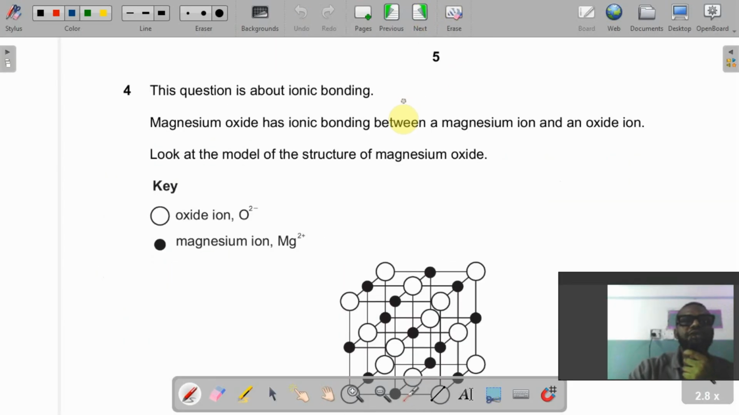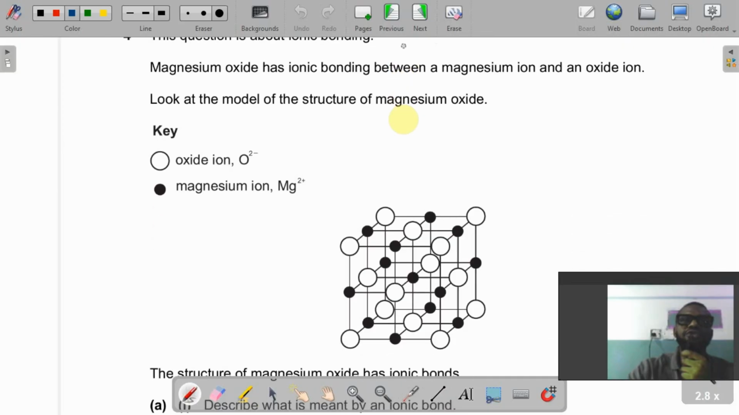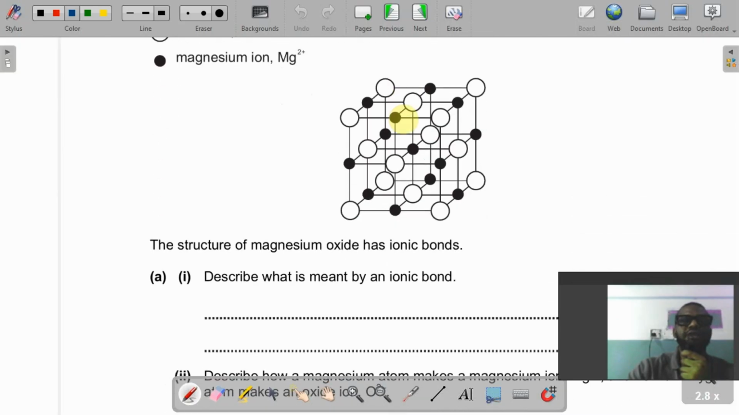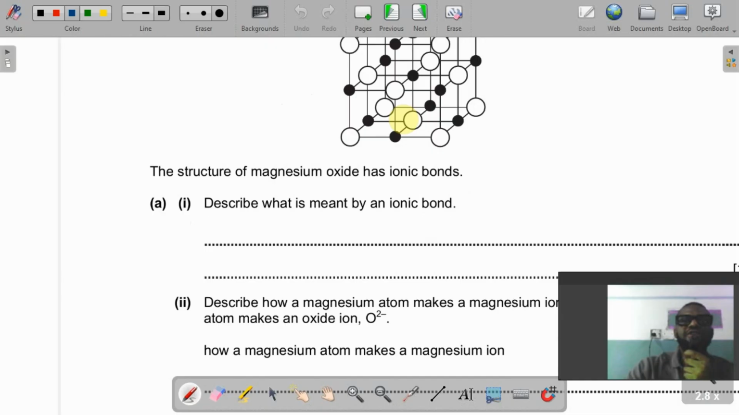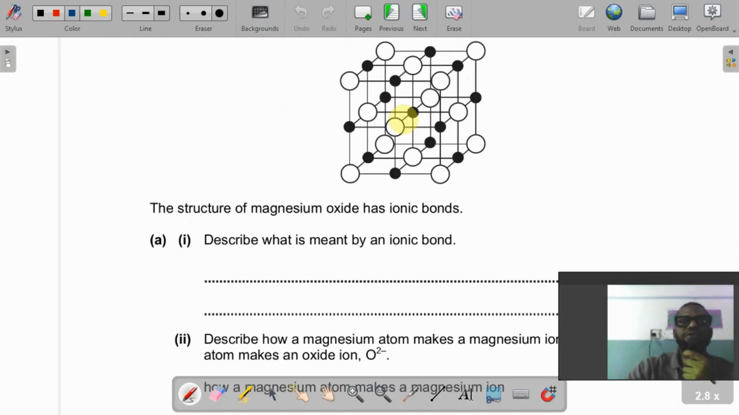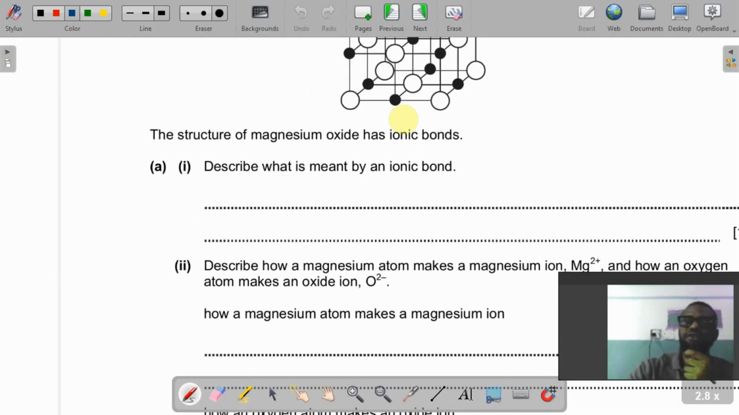This question is about ionic bonding. Magnesium oxide has ionic bonding between a magnesium ion and an oxide ion. Look at the model of the structure of magnesium oxide. Describe what is meant by an ionic bond.